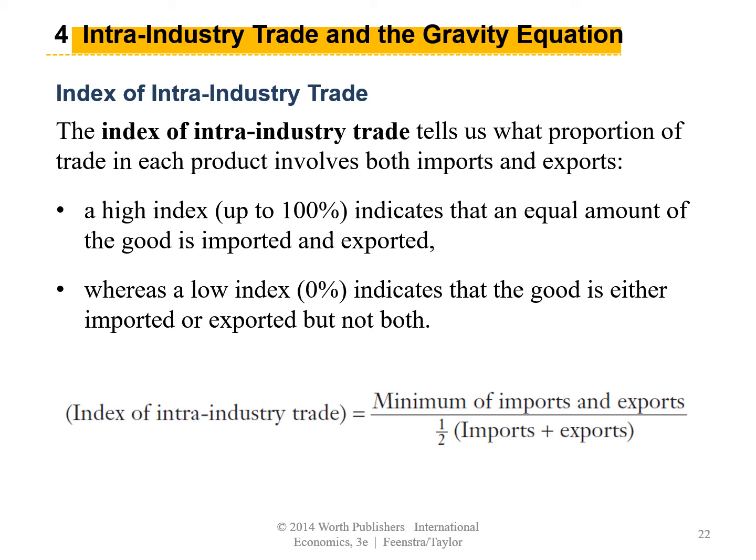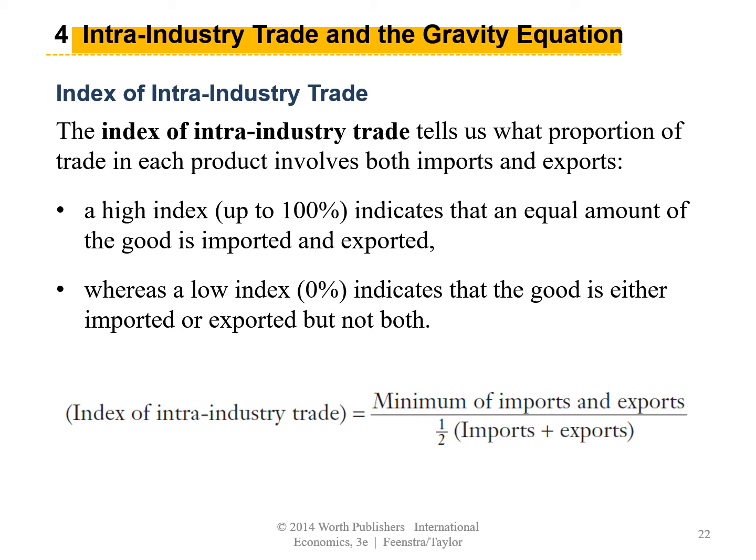So if the index is very high, it indicates that an equal amount of the good is being imported and exported. So a value of 1 here means your imports and exports of the good are equal. At the other extreme, a low index value of 0 means that your country only exports or only imports the good, but it doesn't export and import at the same time.